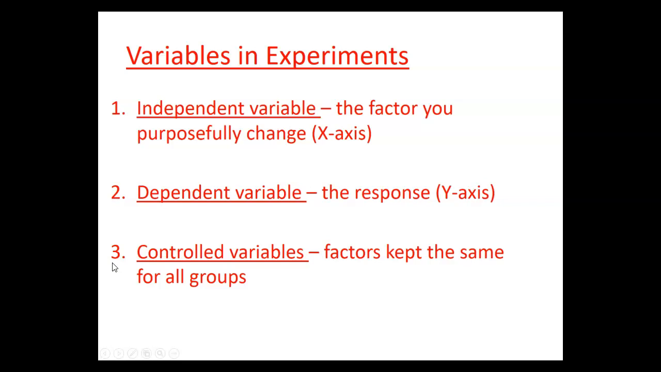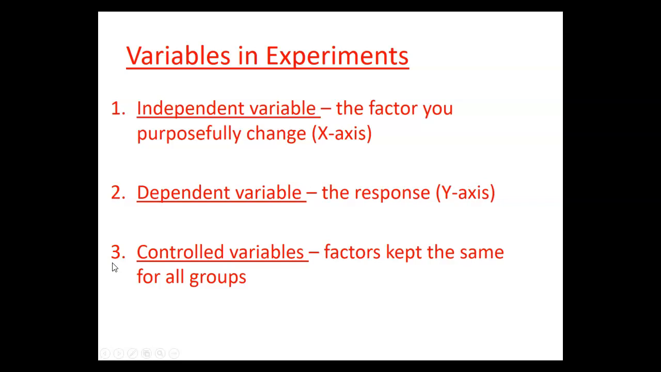Next, the dependent variable is the response. So if you think about cause and effect, not always, but oftentimes the independent variable is the cause, and the dependent variable is the effect. For instance, as I added more sugar to the water, maybe the plant grew taller and taller and taller. The sugar added to the water would be the independent variable, while the dependent variable might be the height the plant grew.